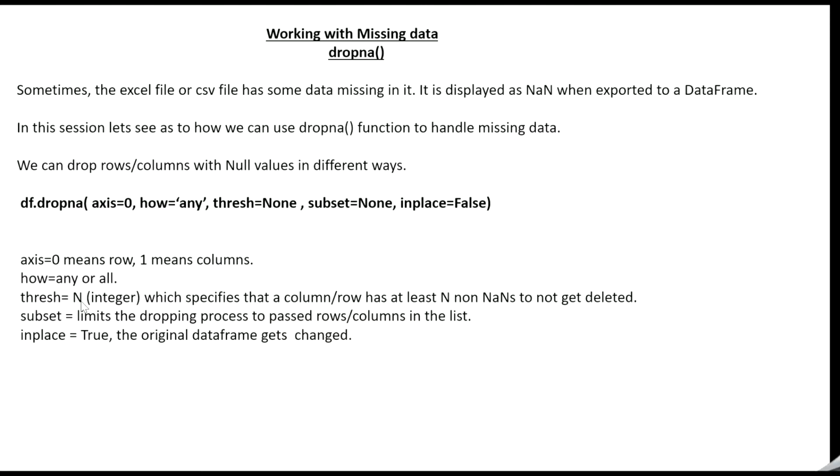Thresh is equal to n, where n is an integer. This specifies how many non-NaNs are there. There should be at least n non-NaNs so that the row or column does not get deleted. We'll look into it practically. Subset limits the dropping process to the rows or columns in the list. Even this, let's look into it practically.